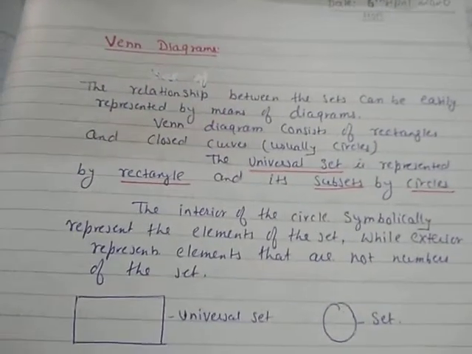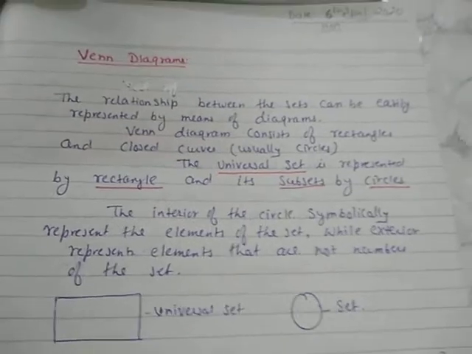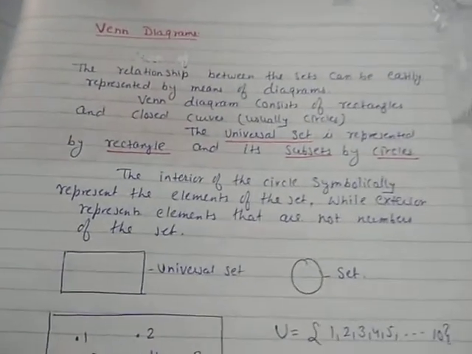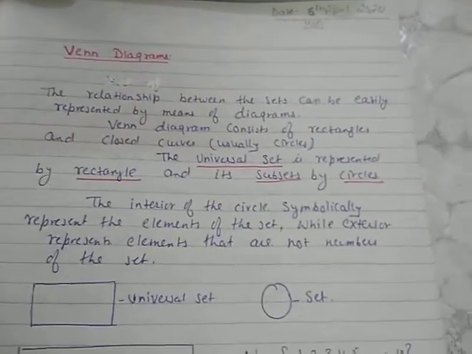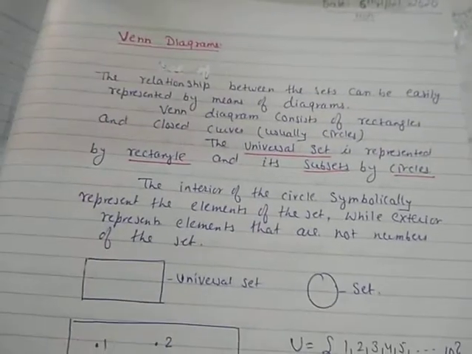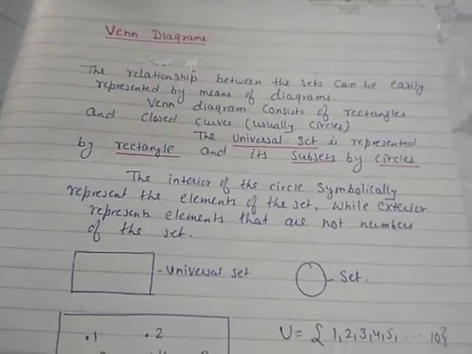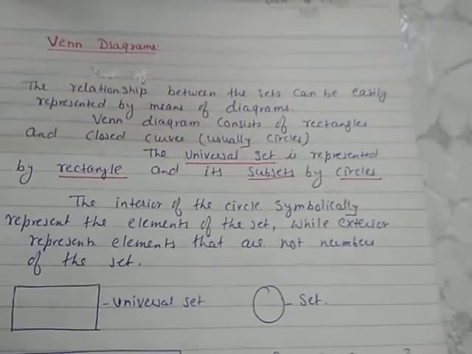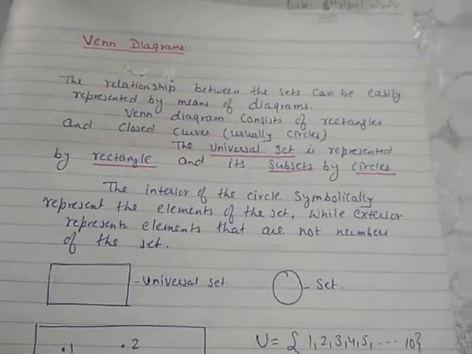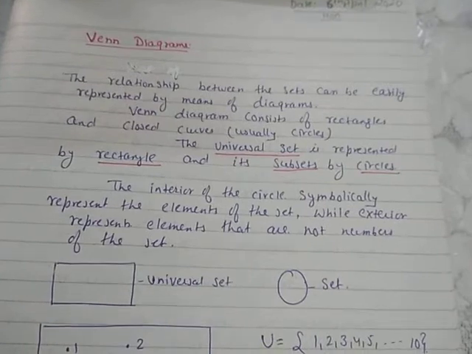Now children, today we are going to learn the next topic, that is Venn diagram. In exercise 1.4, Venn diagram and operations on sets are given, that we are going to study. Before starting this, let me recall the earlier topics that we have covered in the topic of sets.